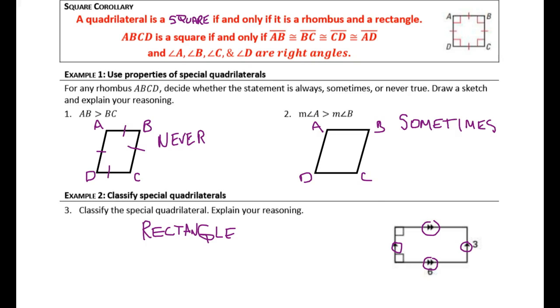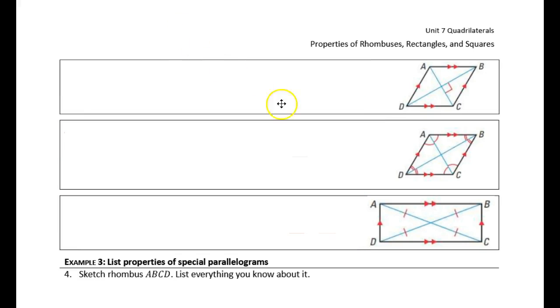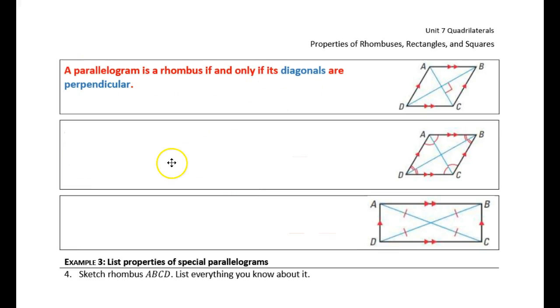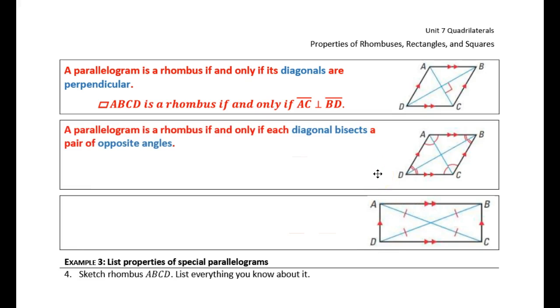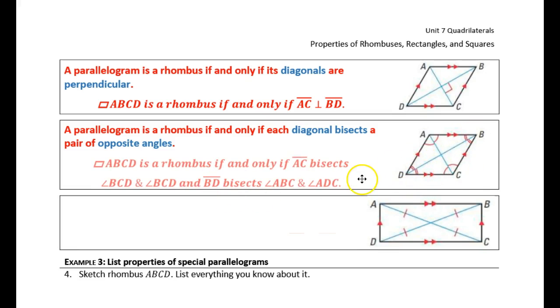All right. Next, a parallelogram is a rhombus if and only if its diagonals are perpendicular. So AC and BD are perpendicular to each other. A parallelogram is a rhombus if and only if the diagonals bisect opposite angles. So as you can see, AC is an angle bisector of both angle A and angle C, and BD bisects angles D and B.